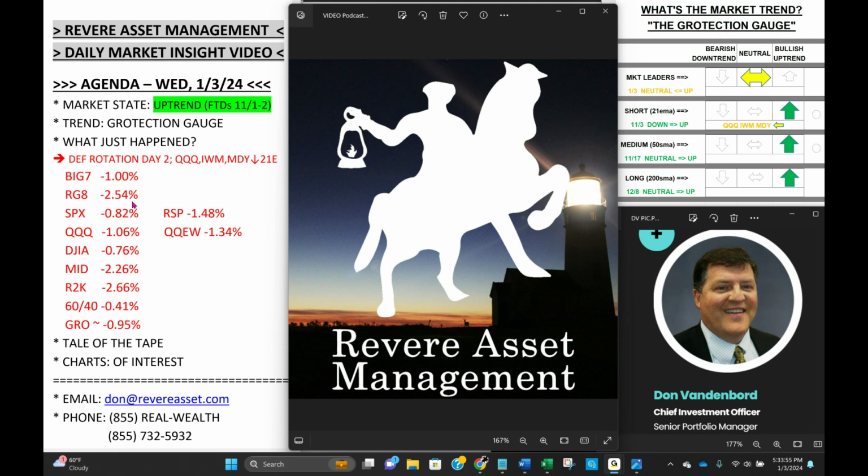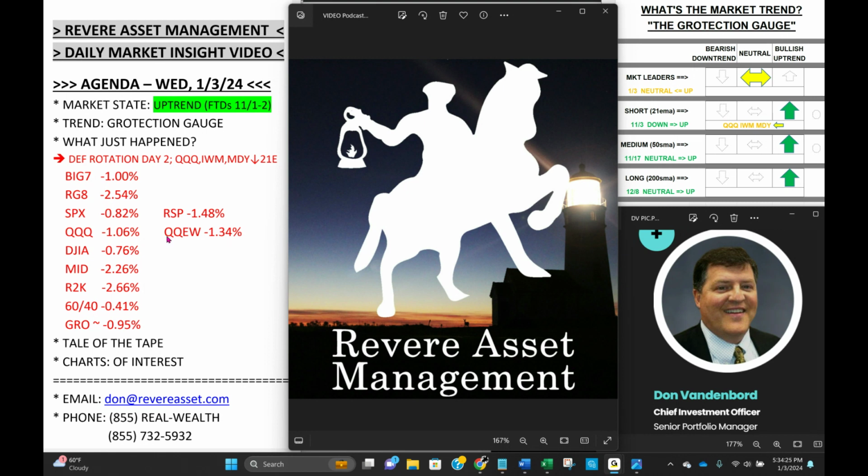RG8, you don't like seeing this. Our 8 growth ETF composite is really taking a hit, and this is telling us all we need to know about mid cap, small cap, and large cap leadership growth stocks: down 2.54%. S&P 500 gapped down 0.5%, really couldn't make any progress. It traded in a fairly tight range but finished near the lows of the day, down 0.82%. RSP even worse, down 1.5%. NASDAQ 100 down 1.06%. Equal weight even worse, down 1.34%.